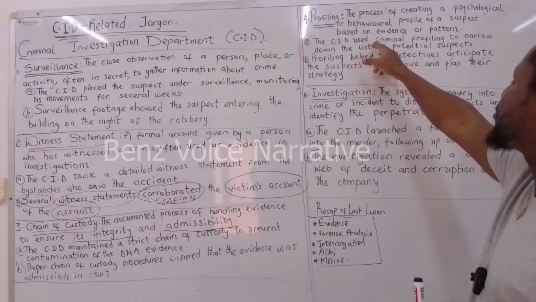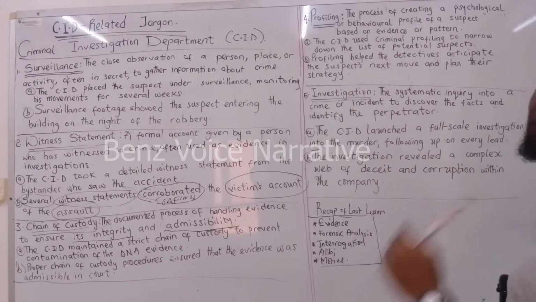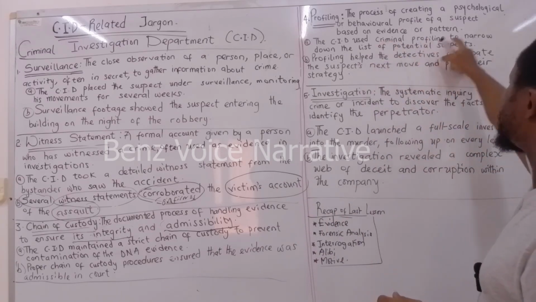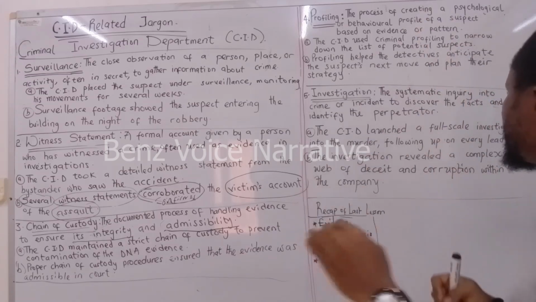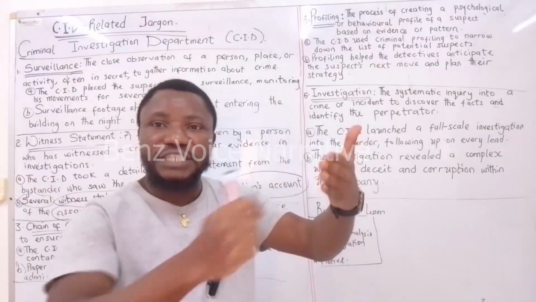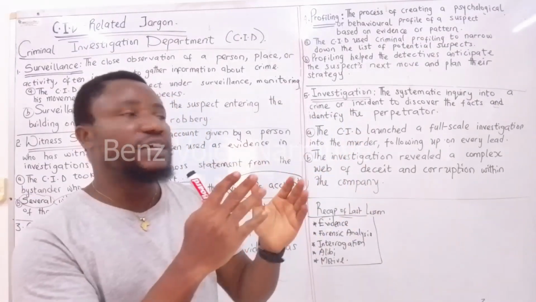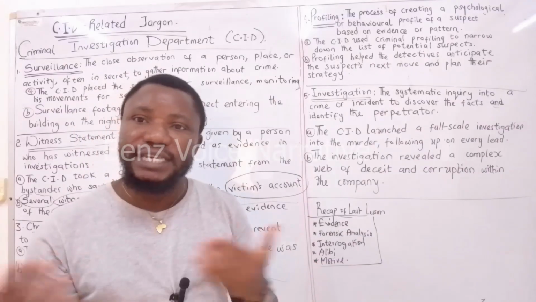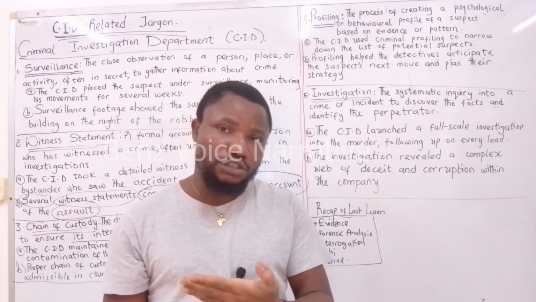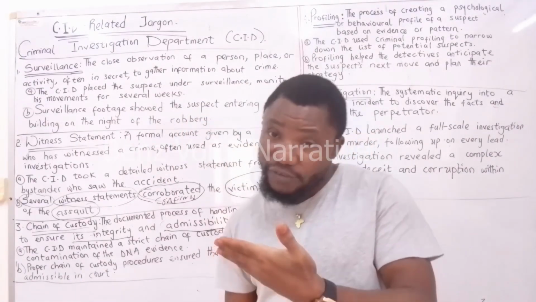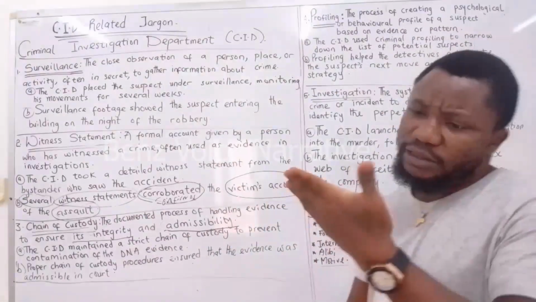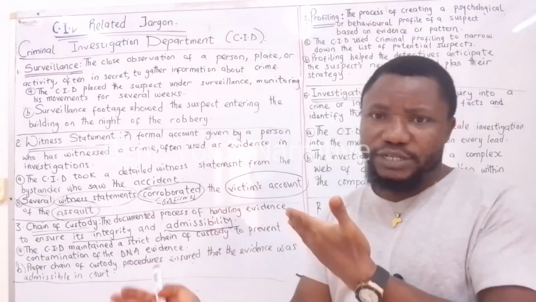One, the CID used criminal profiling to narrow down the list of potential suspects. What does that mean? Now, if an officer, for example, sketched out what they think a suspect looks like based on the list he's been given, you begin to go to the street. Every time you go to the street or to the crime scene, you bring out the sketch, and when you see a woman, the profile says that the suspect is a man. So when you see a woman, you let the woman go.